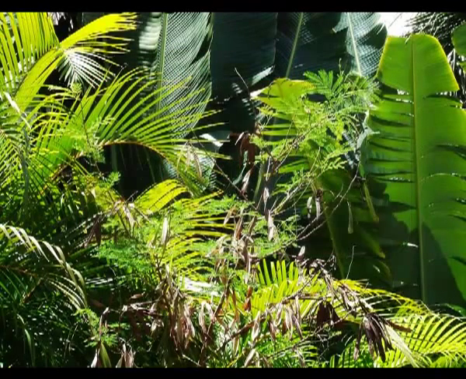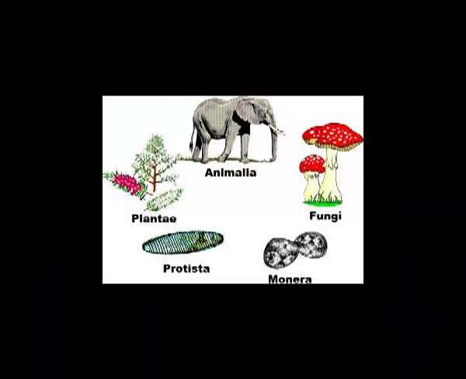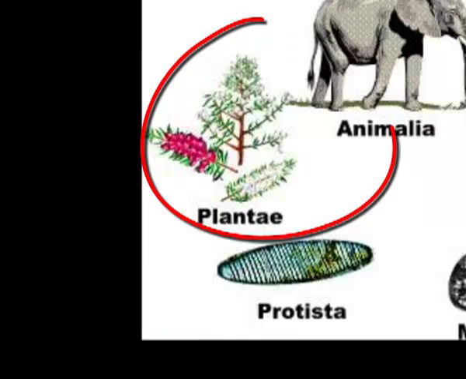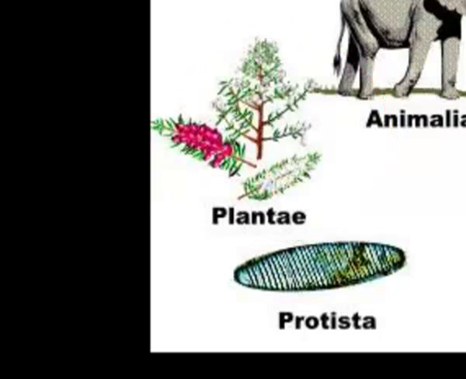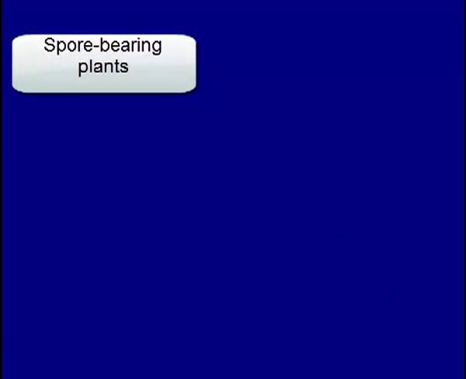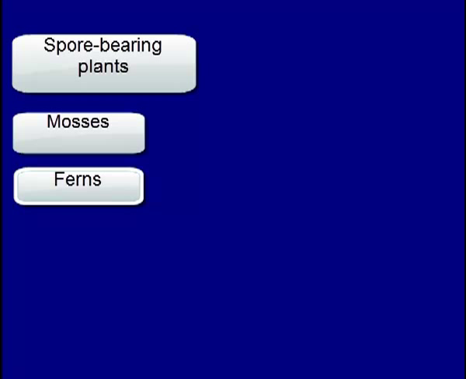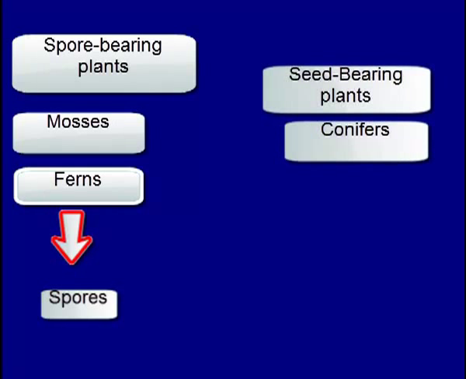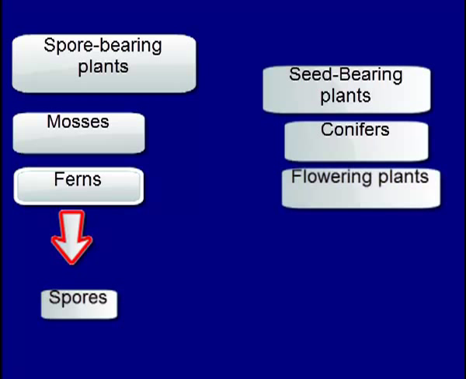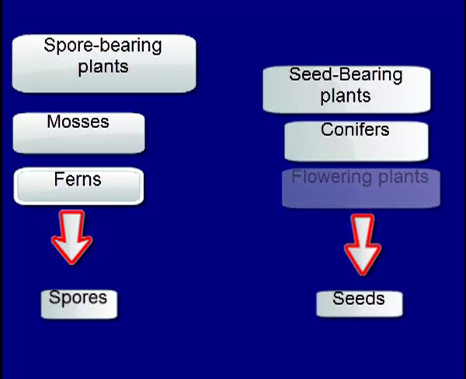Plants are living organisms that belong to one of the 6 kingdoms called Plantae. Plants are classified into 2 categories that explain how they reproduce. First category is spore-bearing plants, which include mosses and ferns, which reproduce through giving off spores. Second category are seed-bearing plants, which include conifers and flowering plants, which reproduce using seeds.